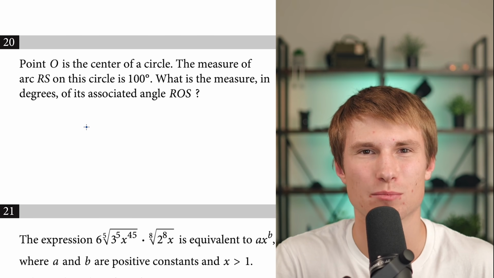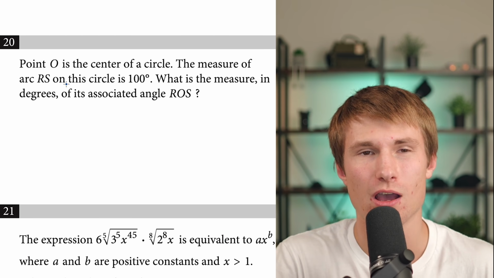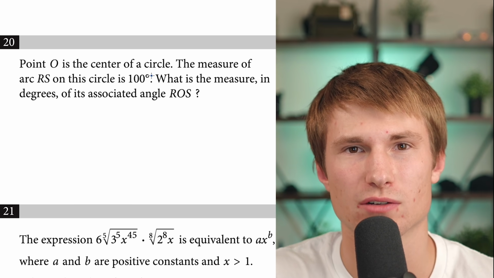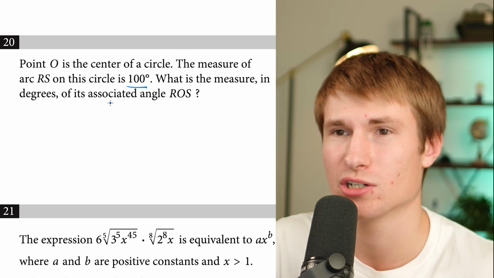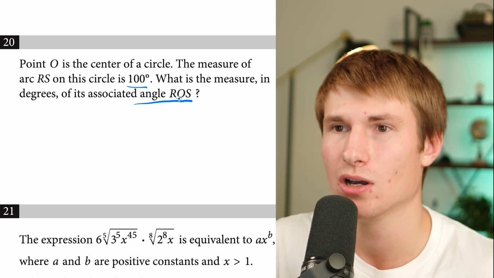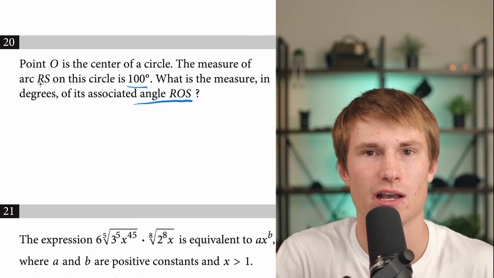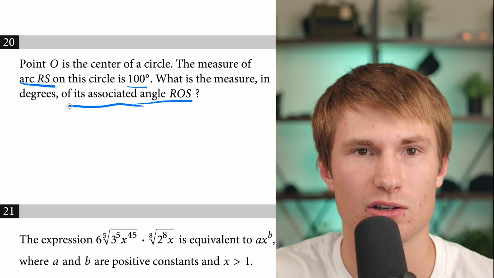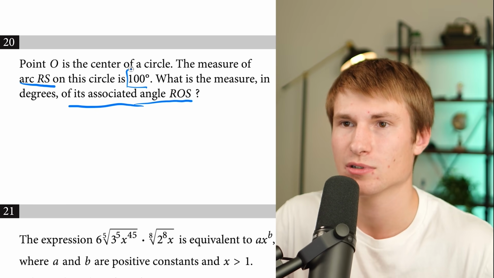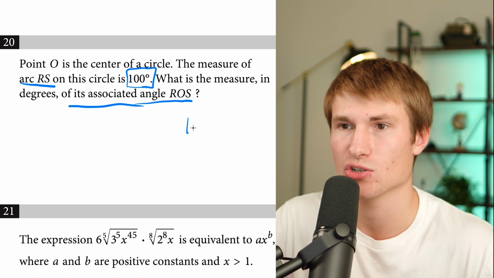Here's something really simple about circles that you need to know for the SAT. Question 20 states point O is the center of a circle. The measure of arc RS on the circle is 100 degrees. What is the measure in degrees of its associated angle RS? Now, what you need to know here is that if you have an arc, for example, RS, and you have its associated angle, that associated angle is going to be the same degrees as the arc. So the answer here is just 100.